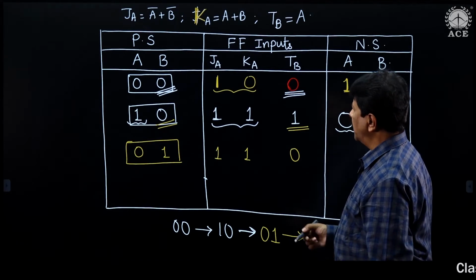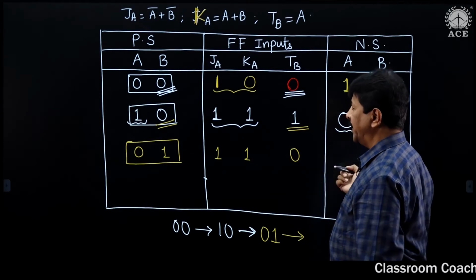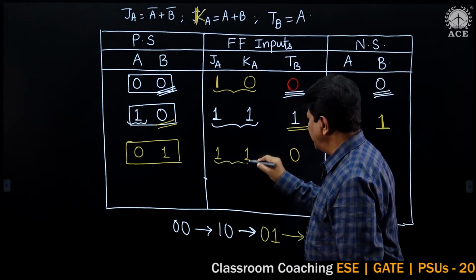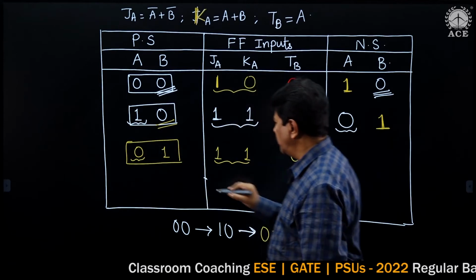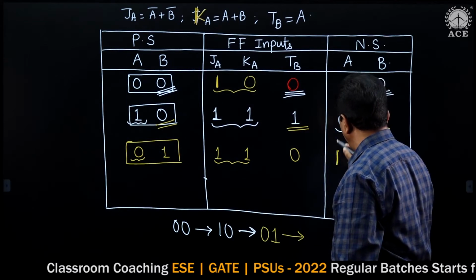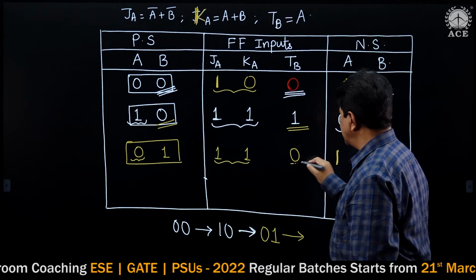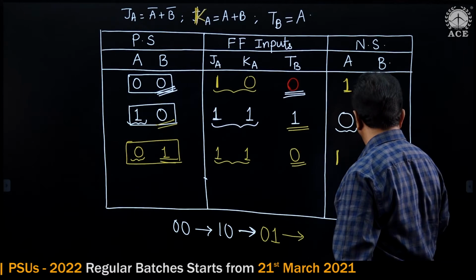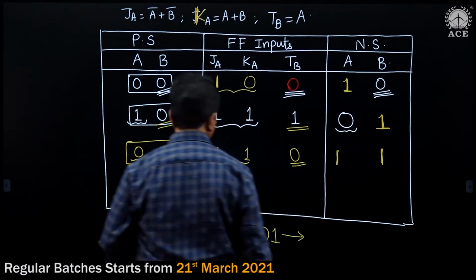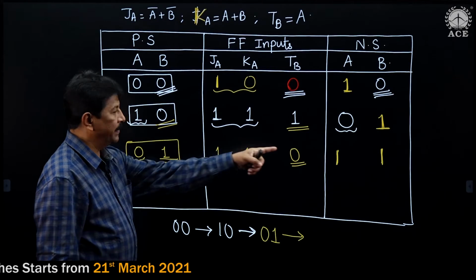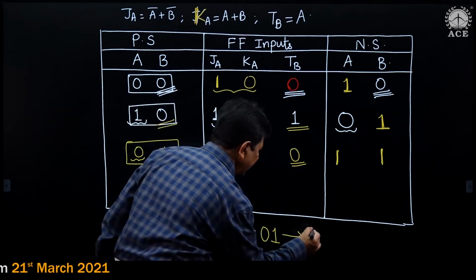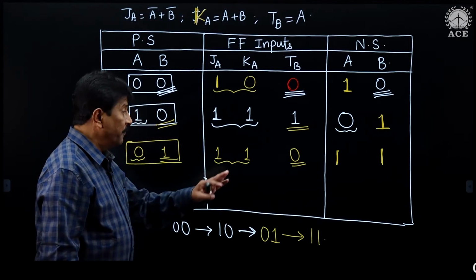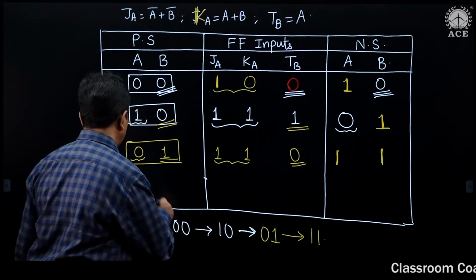That's it. So now, based on these inputs, we need to find out what output I am going to get. The first one is 1, 1. That means its corresponding output is going to toggle. Next, this input is 0. That means its corresponding output is going to remain same. Okay, so as it is 0, its corresponding output is remaining same. Means from 0, 1, it is going to 1, 1. That's it. Now, from 1, 1, what is the next state we have to find out? So take this 1, 1.